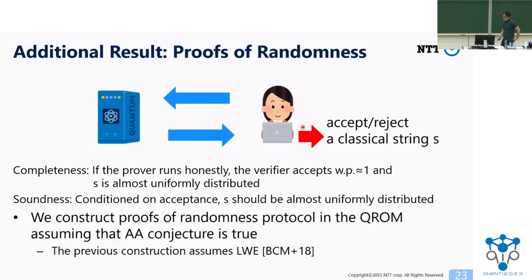And so now I would like to also explain our additional result about proofs of randomness. So proofs of randomness, as I already explained, is a protocol to delegate the generation of uniform strings to untrusted quantum computers. And let me explain how to do this using our idea.